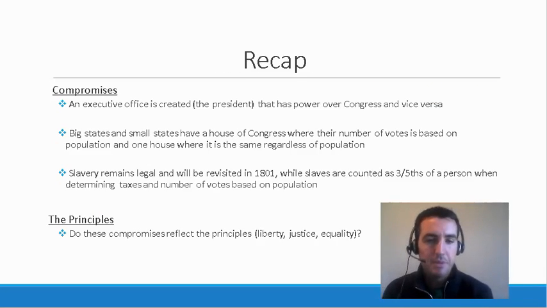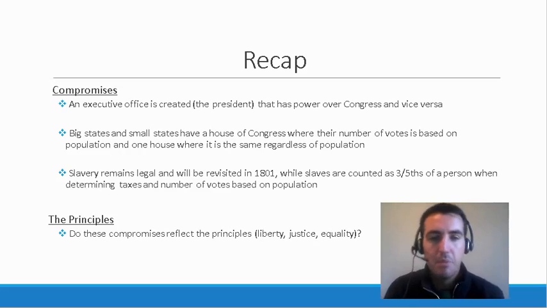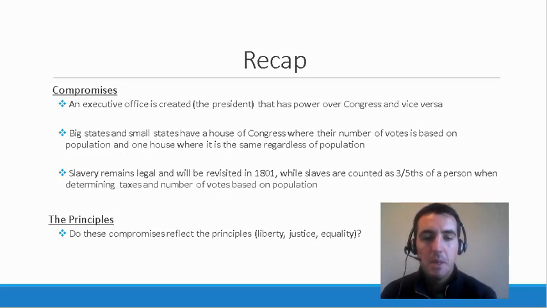So to recap, there's a little summary of the compromises up on the board. You can take another screenshot if you want to, if that's easy for you. In the assignment that you're going to do with this, you're going to be answering the question at the bottom, where it says, do these compromises reflect the principles, liberty, justice, and equality? It can be some do, it can be some don't. It doesn't have to be yes they do or no they don't. You can be in the middle.